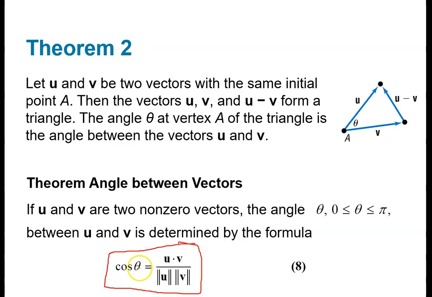The cosine of the angle between the two vectors, that theta, is equal to the dot product of the two vectors divided by the product of the two vectors' magnitudes. So if you give me any two vectors, I dot them, I divide by their magnitudes, and inverse cosine will give me that angle between the two vectors.